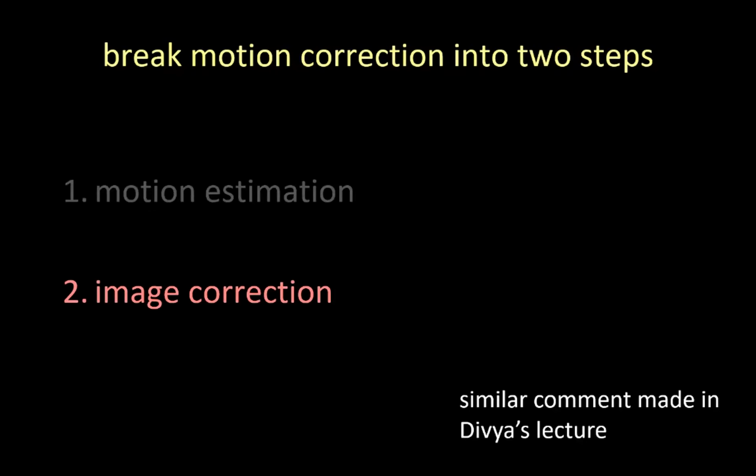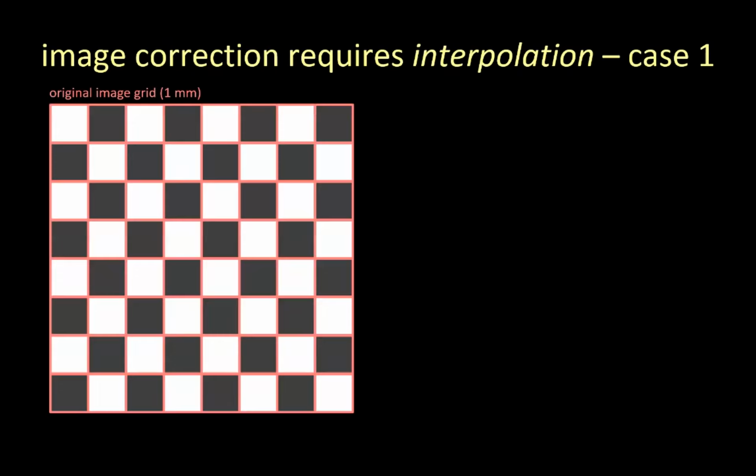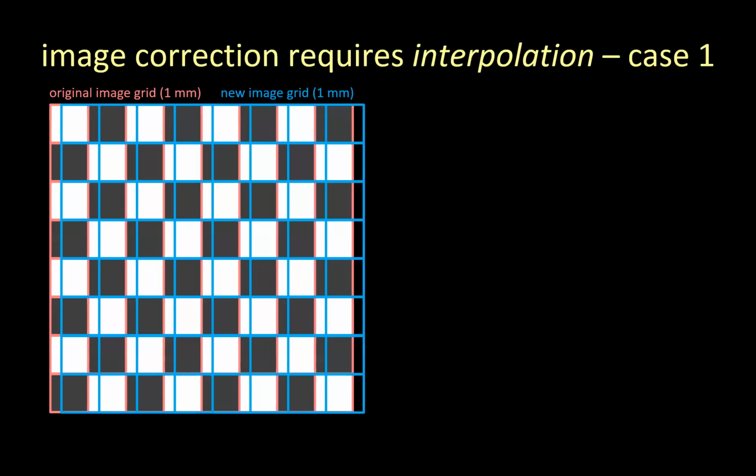And now image correction. I just want to point out that the image correction, if we're translating images, rotating images, applying rigid transformations, is going to require interpolation, right? So we start with an original image grid, at 1 millimeter, say. And just to make this toy example, I put in a super high spatial resolution pattern, the highest possible, this simple checkerboard. And let's say we have a new image grid that also happens to be at 1 millimeter. And the subject moves by 0.3 millimeters, a portion of the voxel. What's going to happen?